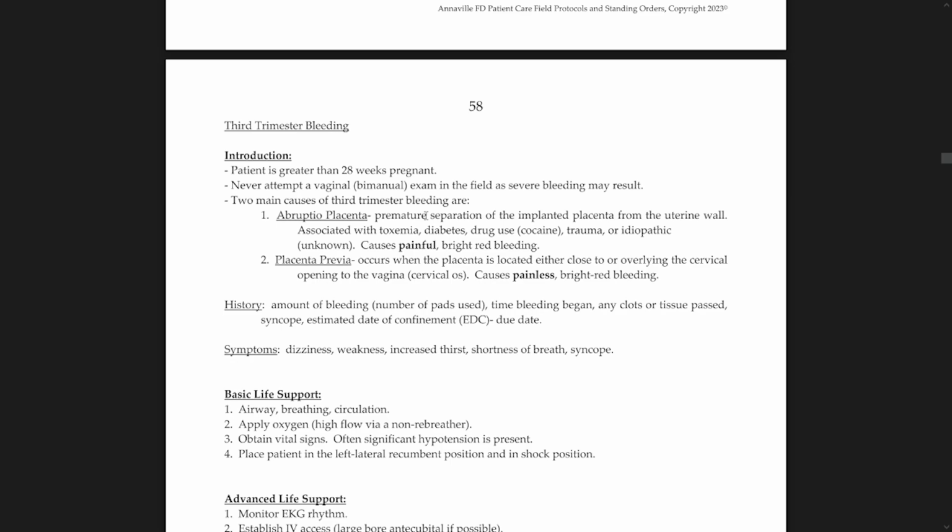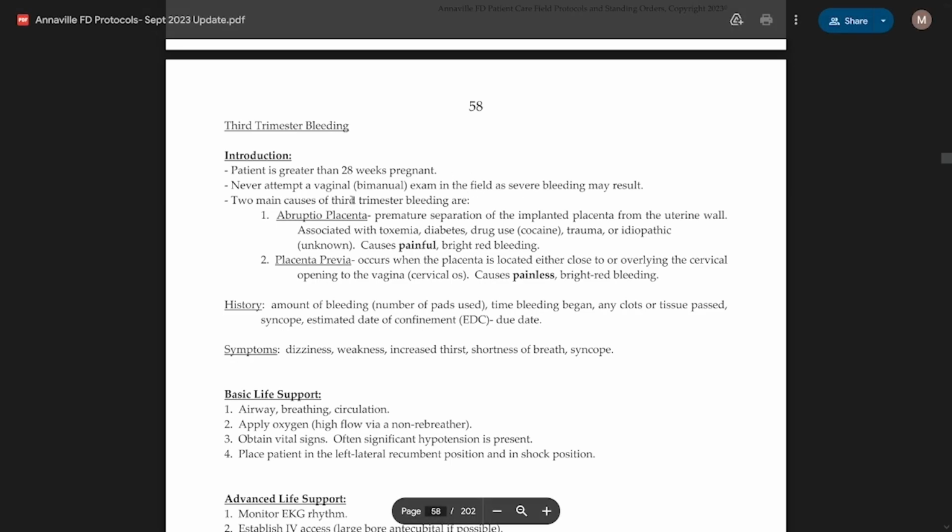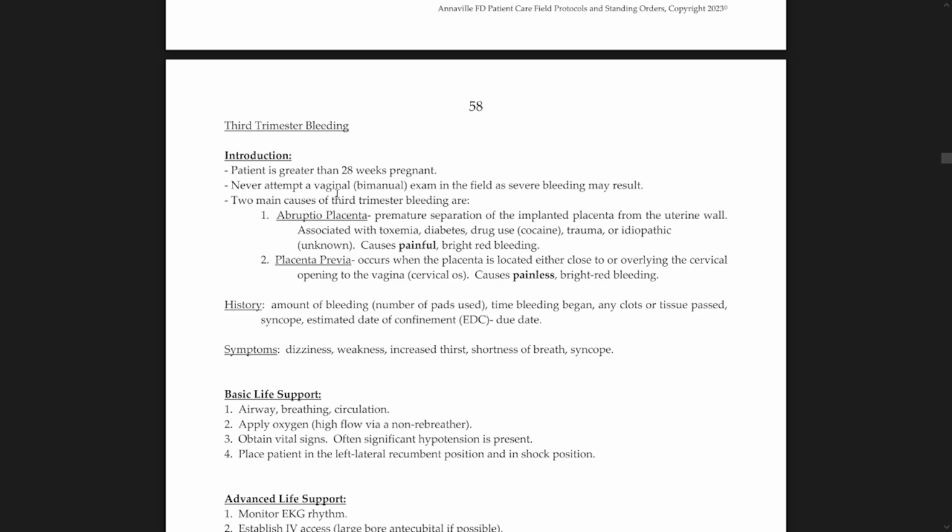Now we're going to look at third trimester bleeding. So to introduce this, it's a patient that's greater than 28 weeks pregnant. You never want to attempt a vaginal bimanual exam in the field, as severe bleeding may result just by disrupting the clots. Two main causes of third trimester bleeding are usually abruptio placenta, which is a premature separation of the implanted placenta from the uterine wall, associated with toxemia, diabetes, drug use such as cocaine, trauma, or idiopathic reasons, meaning unknown reasons, can cause painful bright red bleeding.